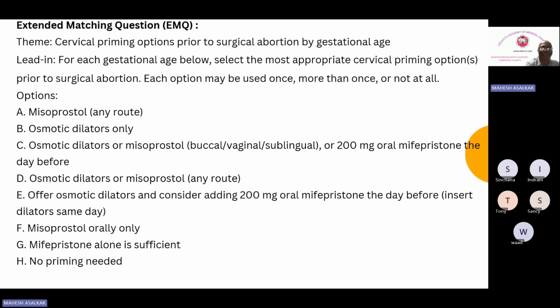Anyone else confused? Option C. Between 14 to 16 weeks, all three: OD, MIFE, MI. From 16 weeks, MIFE cannot be used, so you have OD and MI. And after 19 weeks, you have only OD. If at all MIFE is to be used, it has to be used 24 hours prior to the OD.